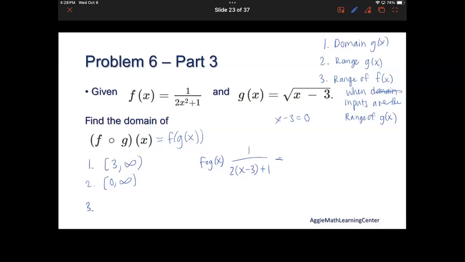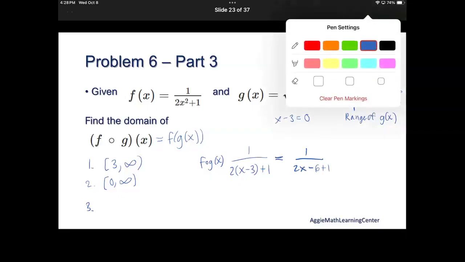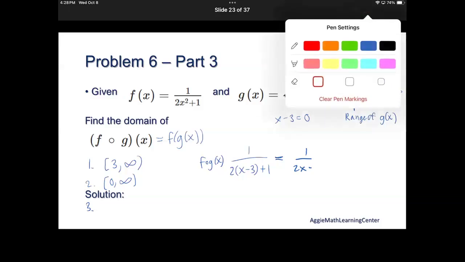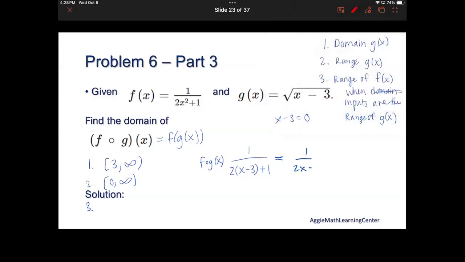Oh, we don't actually need to know. Anyway, I'm going to write this down real fast, and then it will make more sense. Minus 6 plus 1, so that is minus 5. Okay, so now I lied to you, sorry.